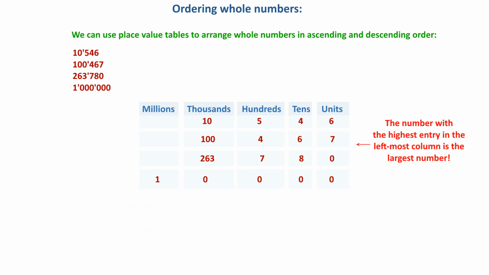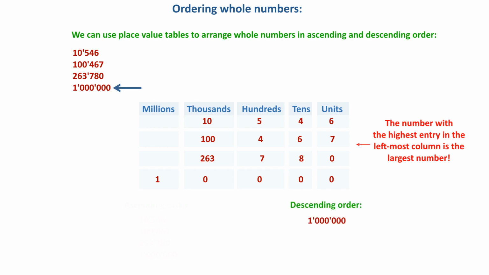We'll start with putting them in descending order. Now this means that we need to pick the largest value first and then gradually decrease until we get to the smallest value. And we can use our rule, so we're going to look for the highest entry in the leftmost column, and we can see here that we've got a 1 in this millions column. The millions column is empty for all the other numbers, so we know that this is the biggest number, 1 million. So we can write that at the top here.